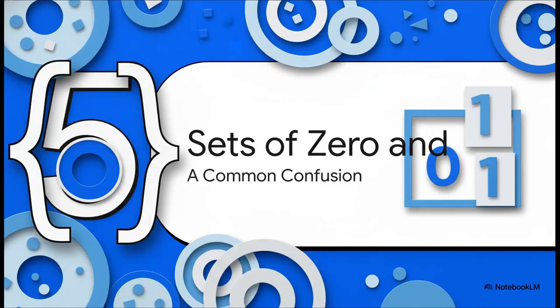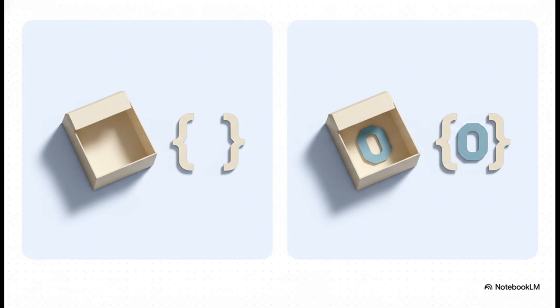All right, before we finish up, I want to hit one last really important idea, and this is one that trips a lot of people up. It's the difference between a set that has nothing inside it and a set that has the number 0 inside it. They are not the same thing. So look here. On the left, we have the empty set, or the null set. The best way to think of this is as an empty box. There is literally nothing inside. It contains 0 things. On the right, though, we have a singleton set.